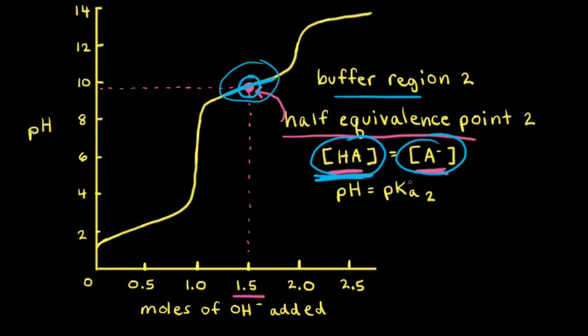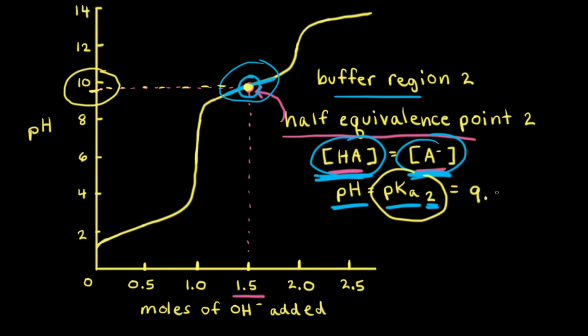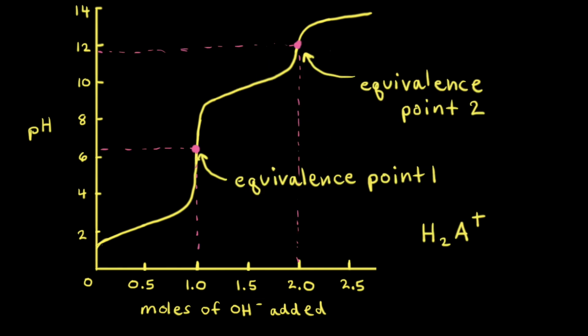Because the concentration of weak acid is equal to the concentration of its conjugate base, the Henderson-Hasselbalch equation tells us the pH at this point is equal to the pKa value. In this case, it would be pKa2, one of the acidic protons on the nitrogen. So we can find the value for pKa2 by locating half equivalence point 2 and going over to see where that intersects with our y-axis. It looks to be a little bit under 10, which matches the actual pKa2 value, which turns out to be 9.87.